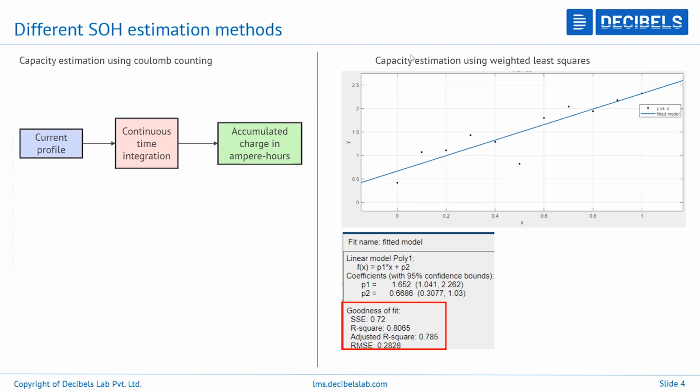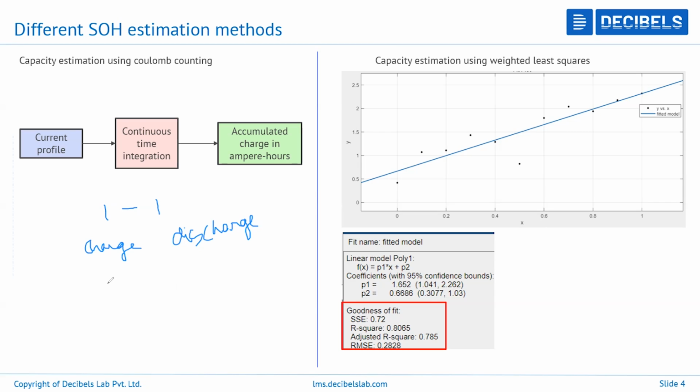So we can say one full charge and then one full discharge is one cycle. So one charge and one discharge. If you take one full charge and one full discharge, that is one cycle.